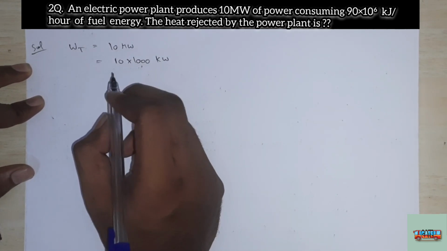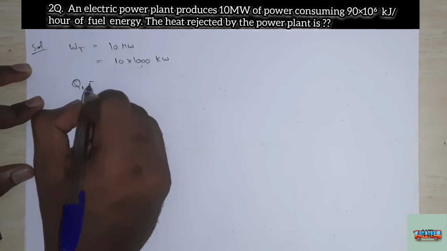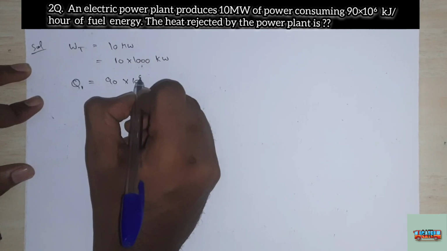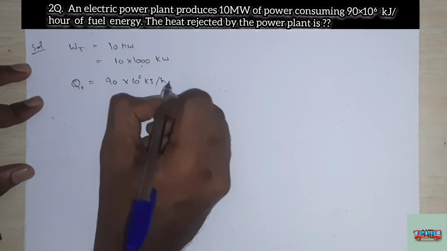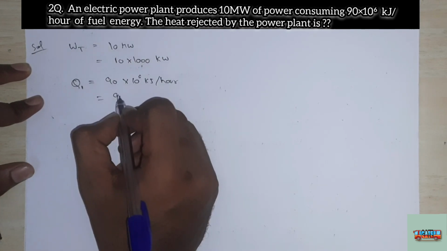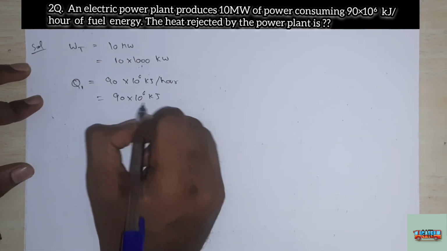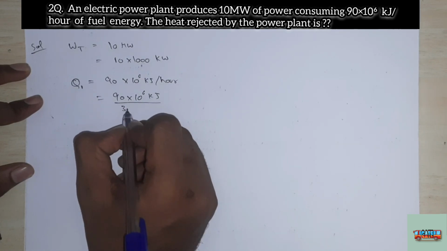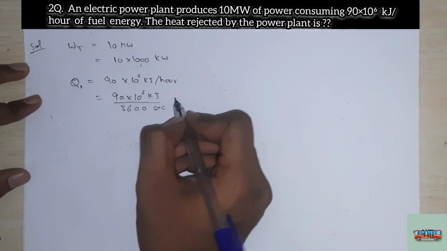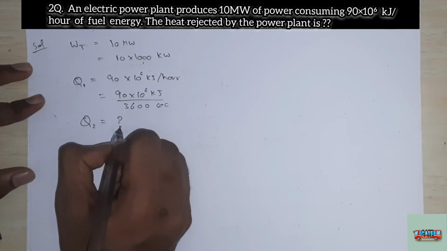Consuming 90 into 10 power 6 kilojoule per hour, that is the amount of heat added. 90 into 10 power 6 kilojoule per hour. So we need to convert this into kilojoule per second. Kilojoule per 3600 second. So we need heat rejection.